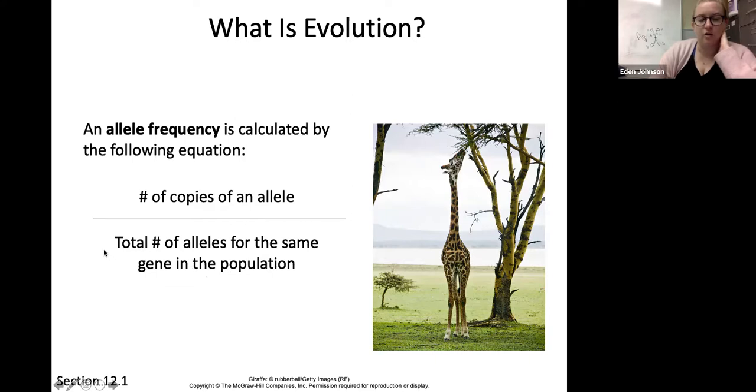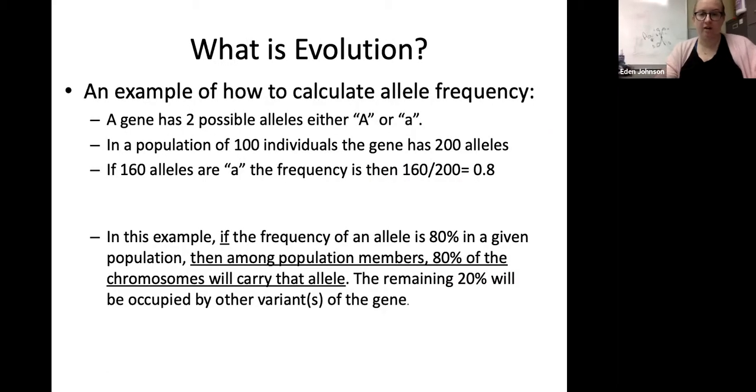And you'll calculate that by finding out the number of individuals in that population. Each individual in that population has how many alleles? Two. Okay, so take the number of individuals. If you have 50 individuals, how many total alleles do you have? 100. 50 times 2 is 100. So number of copies of an allele divided by the total number of alleles for that gene in that population. I'm going to go over an example.